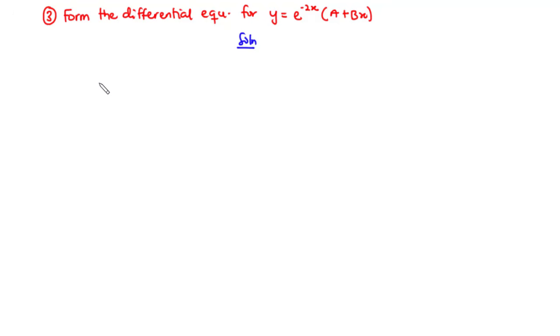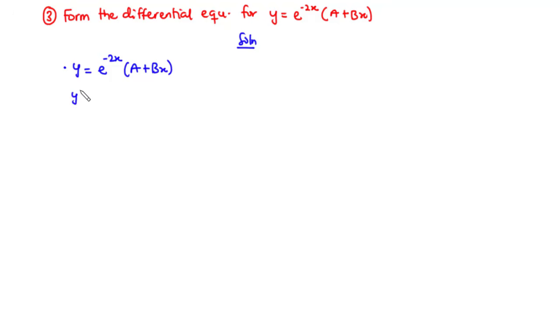So let's solve this together. So we have two arbitrary constants. It means that we are going to differentiate y 2 times. So we have y equal to e to the power negative 2x times (a plus bx).